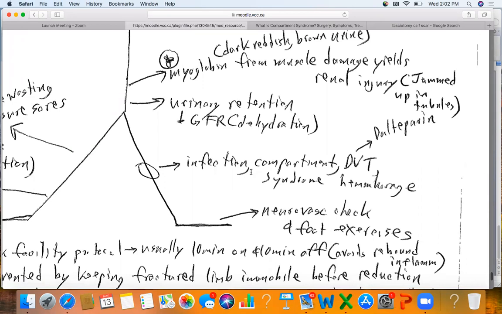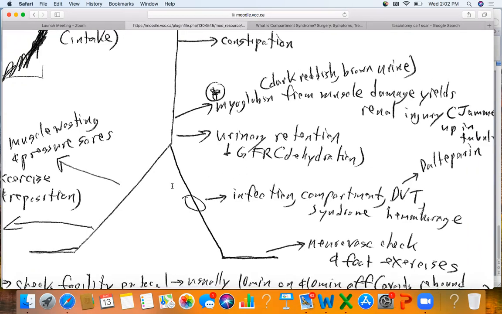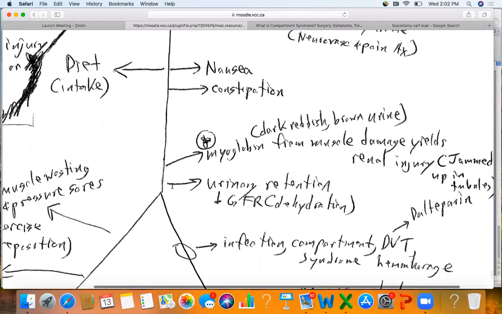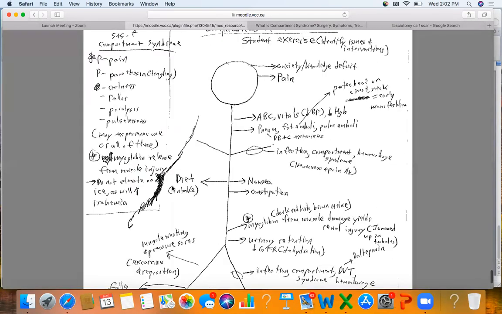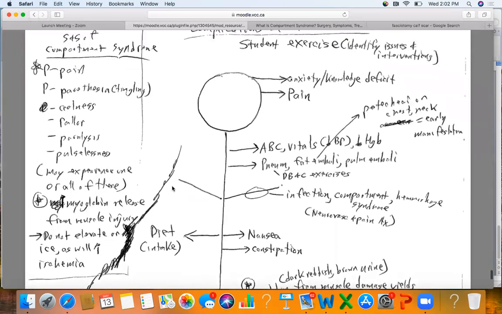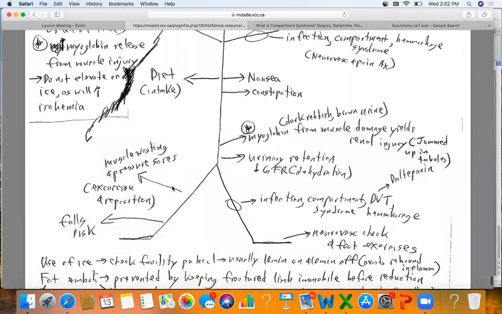Most of the diagram looks pretty self-explanatory for fractures, very similar to what we talked about with hip joint surgeries, because those usually are fractures themselves, or the same approach. So a lot of this is very repetitive from other diagrams we've looked at.